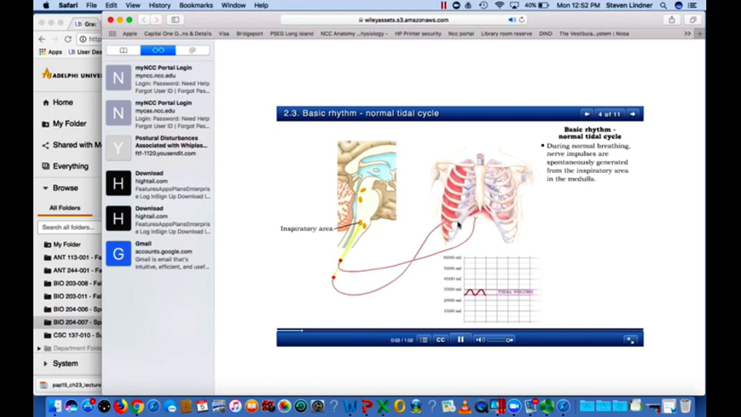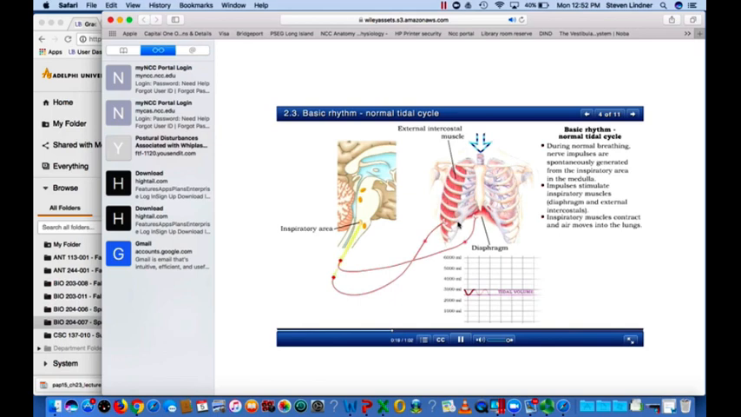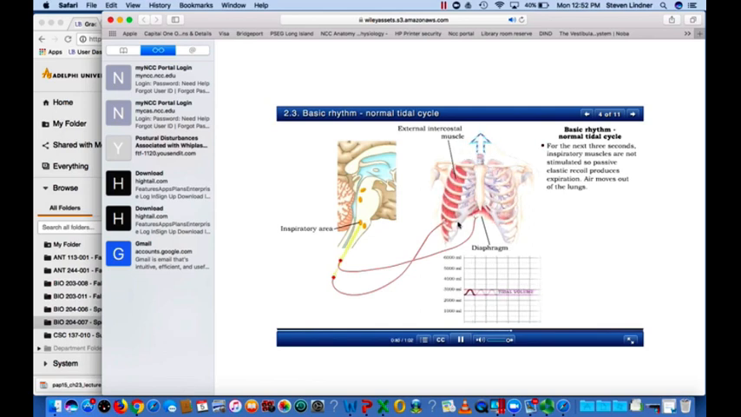Normal inspiration is initiated when impulses from the inspiratory region stimulate inspiratory muscles, the diaphragm, and external intercostals to contract. Contraction of these muscles moves air into the lungs. After about 2 seconds, impulses from the inspiratory area to the inspiratory muscles cease, and the muscles relax. For the next 3 seconds, inspiratory muscles are not stimulated, so passive elastic recoil produces expiration. Air moves out of the lungs.